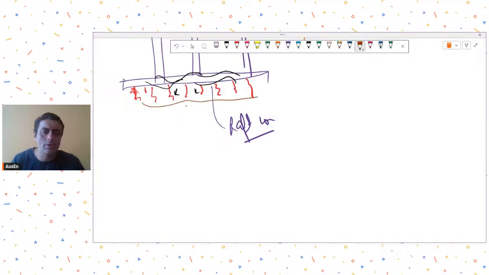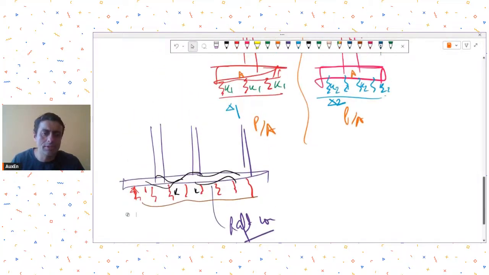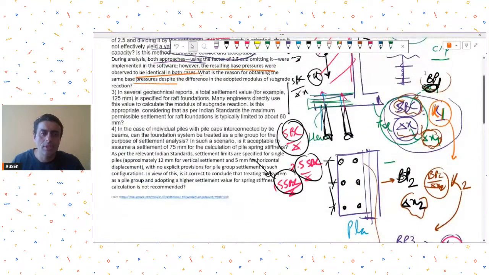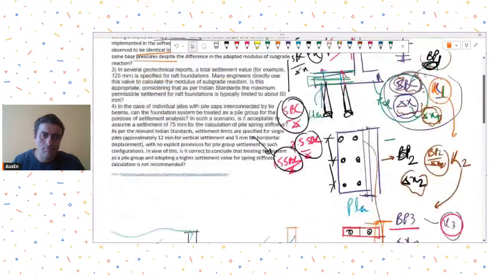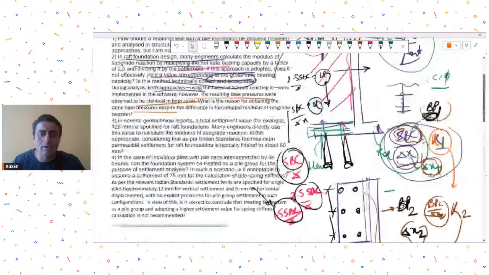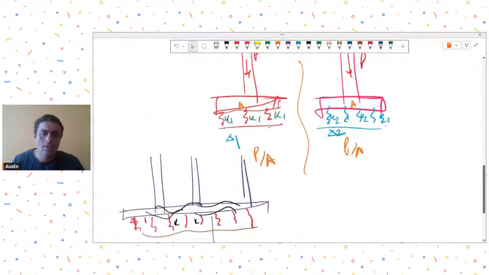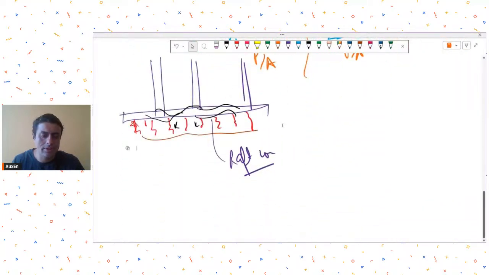Why? Because quite obviously now this is an indeterminate system and settlements may lead to changes in pressures. So that is the reason why in many cases, even after changing K, you don't see a lot of difference in the base pressures in your situation. Okay, do you understand?